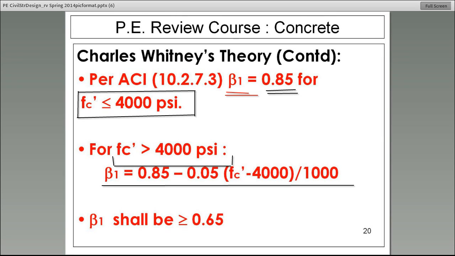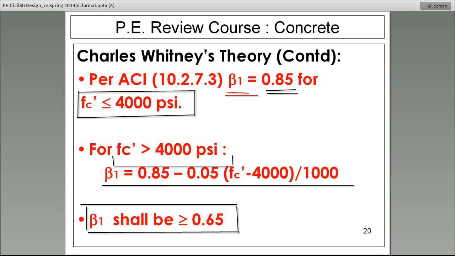look at this, it is very important, the very last line at the bottom of this page. It says beta 1 shall be greater than or equal to 0.65. Well, when you read that, that is code talk. Those of you who are structural designers are probably familiar with that kind of language. But in simple words, you can increase the compressive strength of concrete as much as you want, but there's a ceiling, a limit to how low beta 1 can go, and that is 0.65. All right.